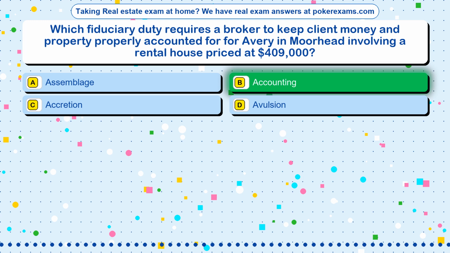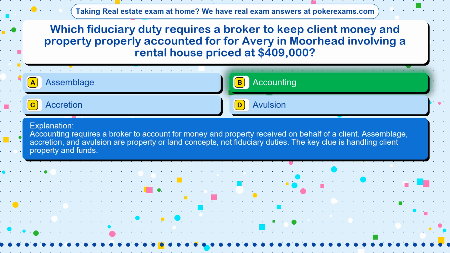The correct answer is option B. Accounting. Accounting requires a broker to account for money and property received on behalf of a client. Assemblage, accretion, and avulsion are property or land concepts, not fiduciary duties. The key clue is handling client property and funds.